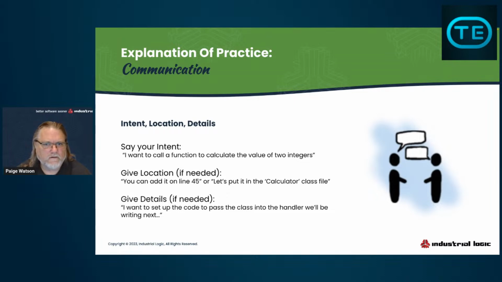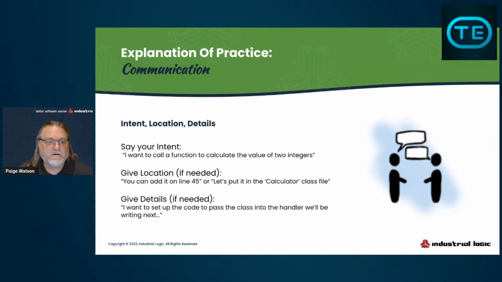But sometimes, this is a simple example, but sometimes you talk about an example where maybe it's a little bit unknown to the driver. So you give a location, right? Can you add that on line 45? Or let's put that in the calculator class file, right? You give that location if they need it. If they're not sure, maybe you're writing a test and you're like, I want to write a function that calculates the value of two integers, and there's a pause, and your driver is kind of like, okay, well, we could put that in the calculator class, or we could just put that here where we were working before. You give that location if it's needed.